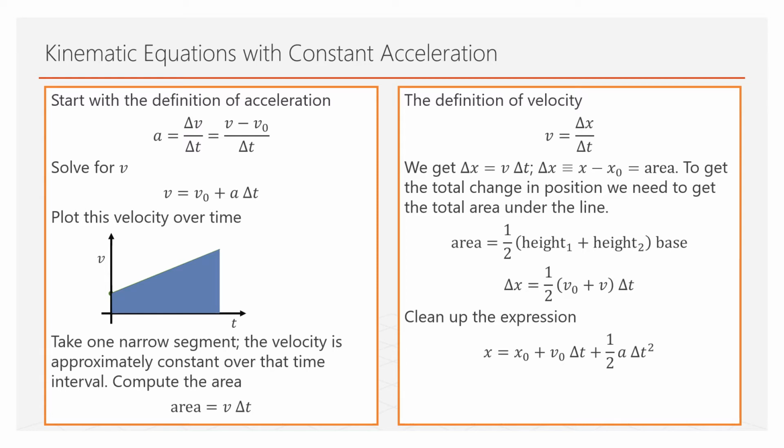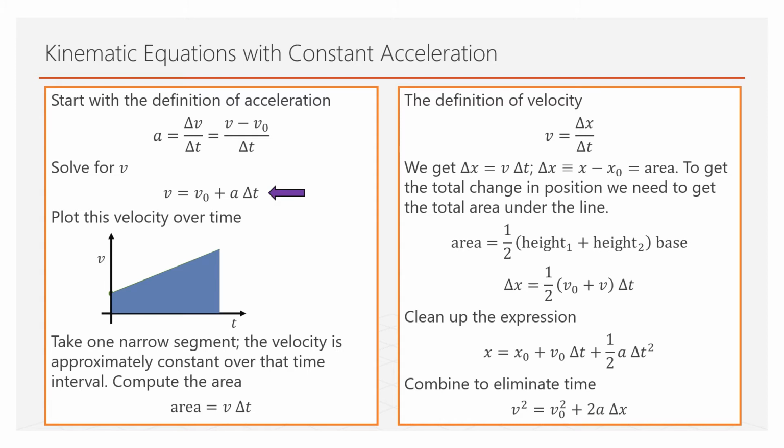We can then combine this equation with the first equation where we remove time. And when we do that, we get this equation, v squared equals v naught squared plus 2a delta x. And those are the kinematic equations.